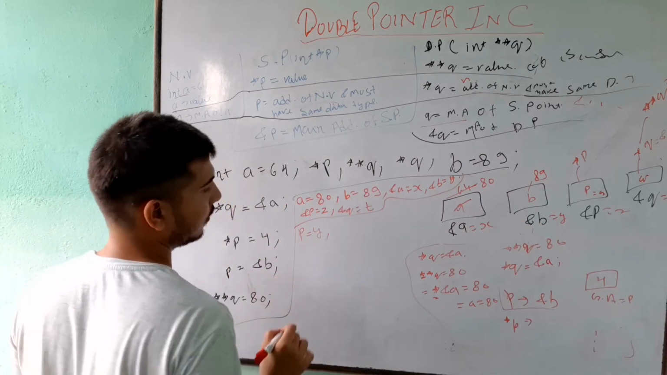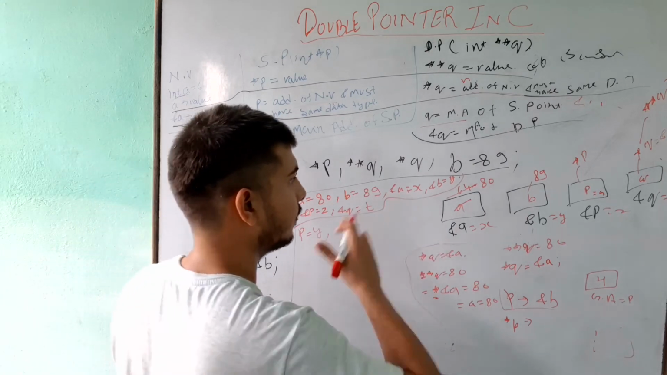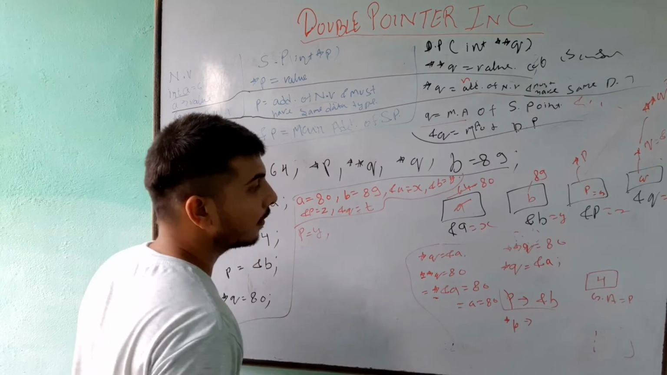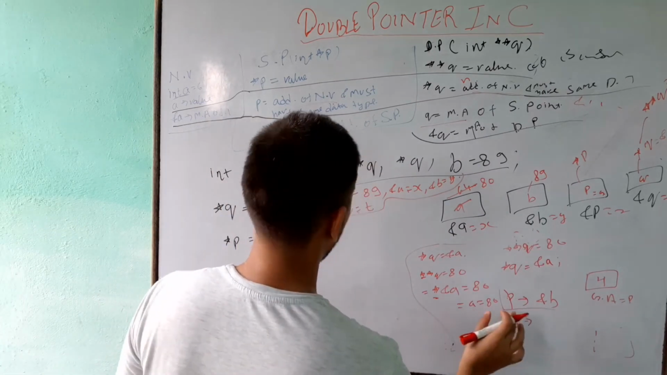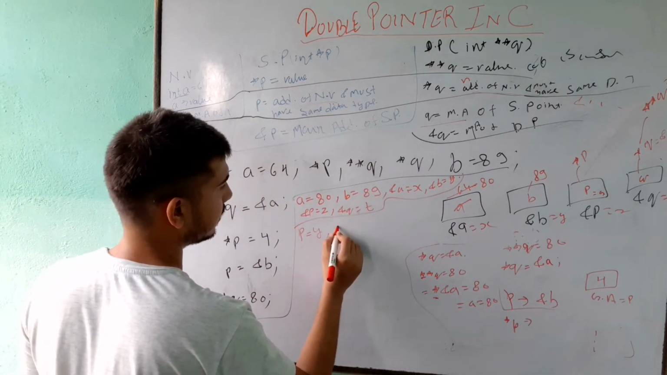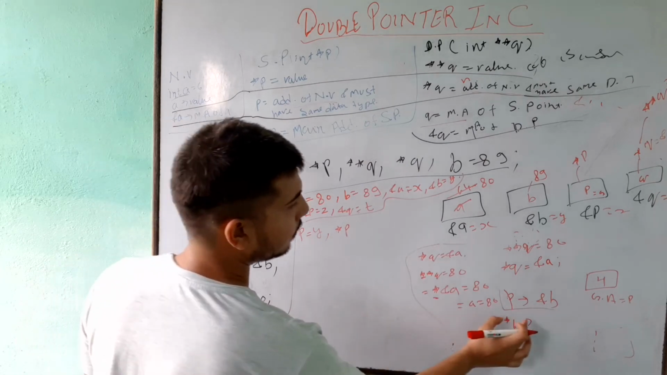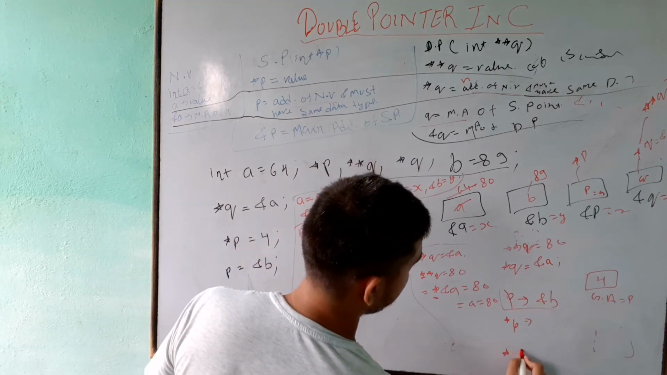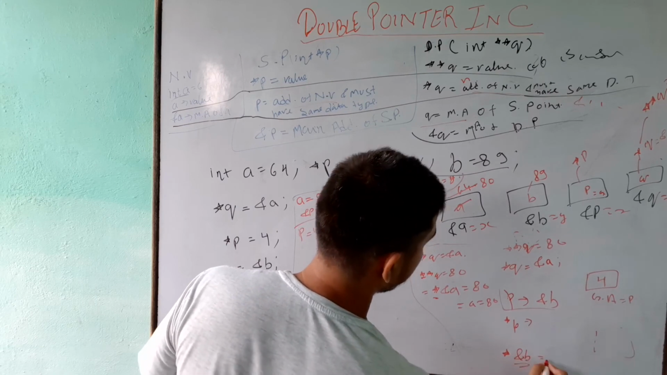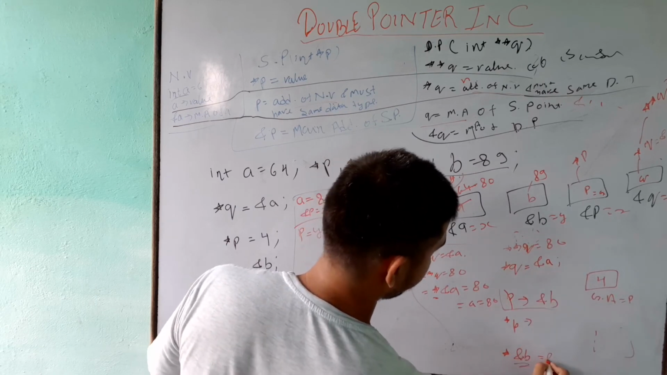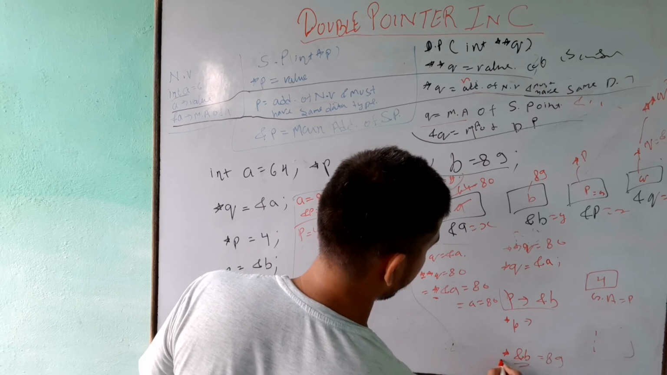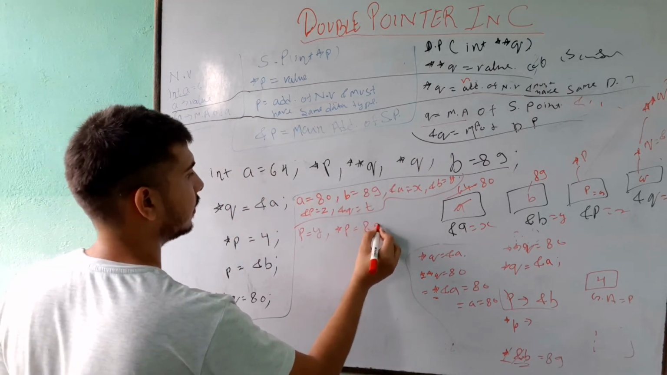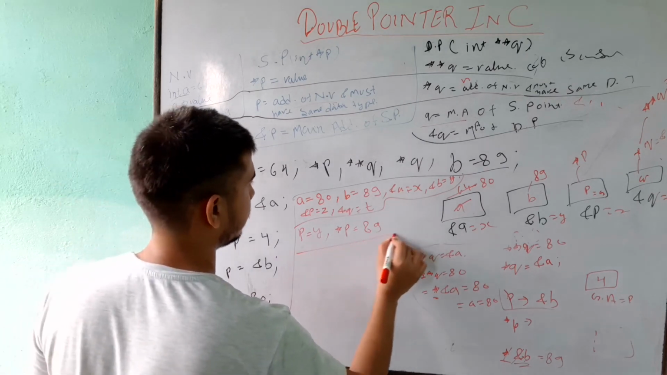Don't confuse it with the p which I generally write in printf. Now, what will *p give me? The value present in that address. What is the value present in this address? The value present in this address is 89, or I can simply say the value present in this address is b, which is 89. Okay, this was all about p.